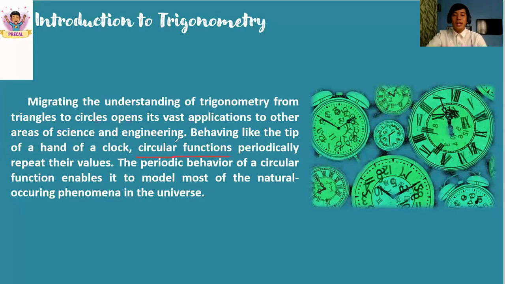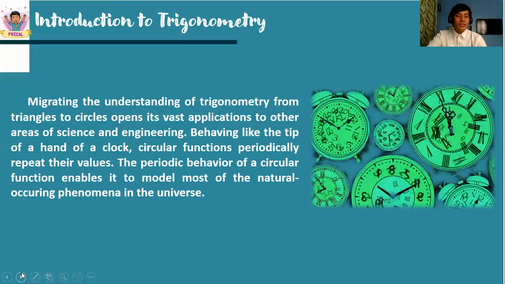That's why instead of referring to them as trigonometric functions, we will refer to them as circular functions, in which they periodically repeat certain values. So that periodic behavior of circular functions can be modeled through natural phenomena, just like how the clock ticks. So imagine the rotation of the hands of the clock forming angles, and that is a natural phenomenon that happens. Now, time is a natural phenomenon in the universe. So let's proceed to the next part.